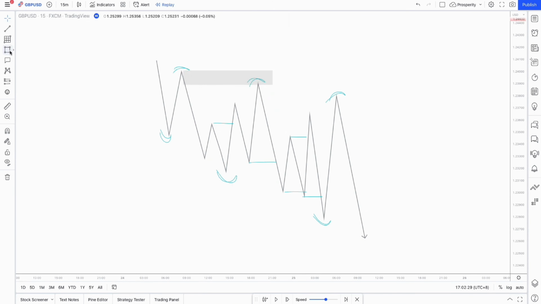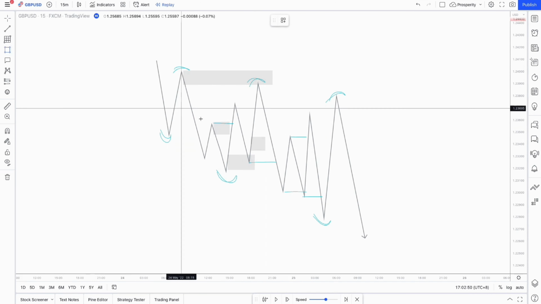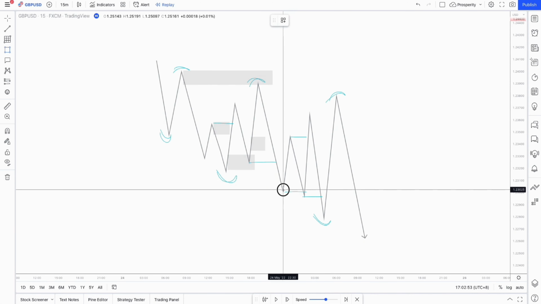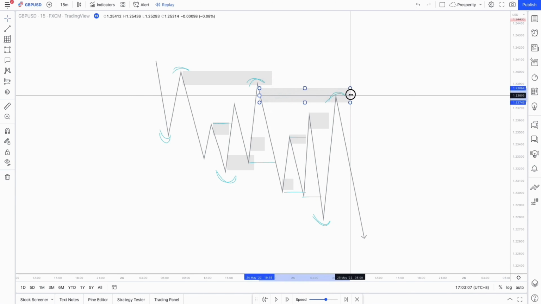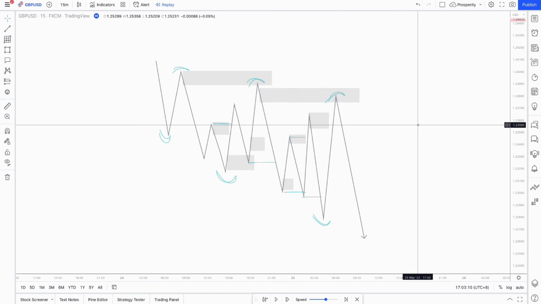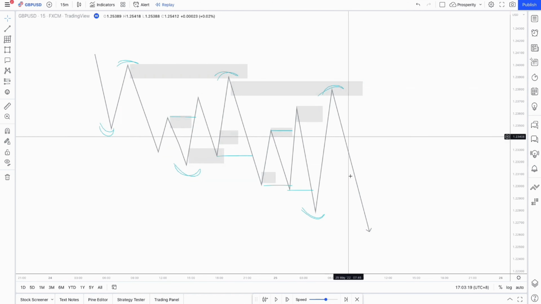Let's say there is a level of demand right here. Let's say there is a level of demand right here. Let's say there is a level of demand here. Let's say there's a level of supply here, and then supply here, and then of course supply in here. So we understand the order flow in this scenario is shifting bearish. We know it's making lower lows, lower highs, lower lows, lower highs, and lower lows.